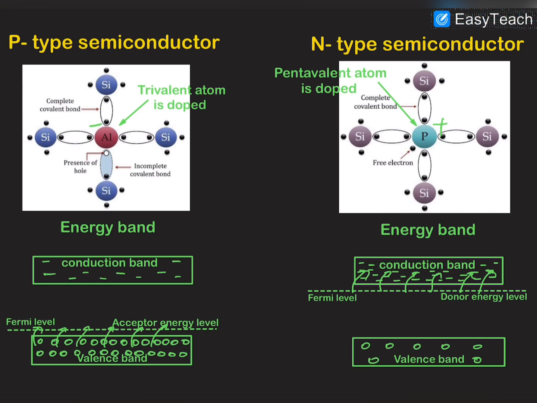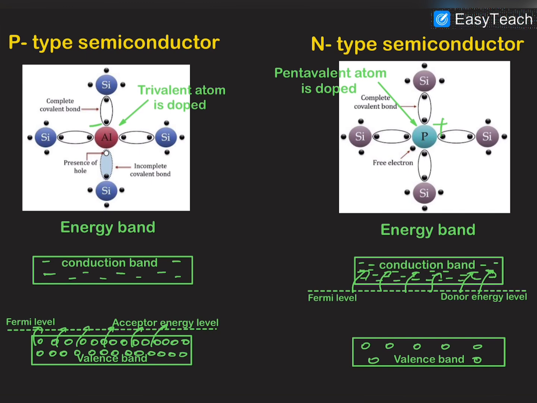So we can say that P type semiconductor has majority charge carriers as holes, and N type semiconductor has majority charge carriers as electrons. And P type semiconductor has minority charge carriers as electrons, and N type semiconductor has minority charge carriers as holes. So this is the basic of extrinsic semiconductors.